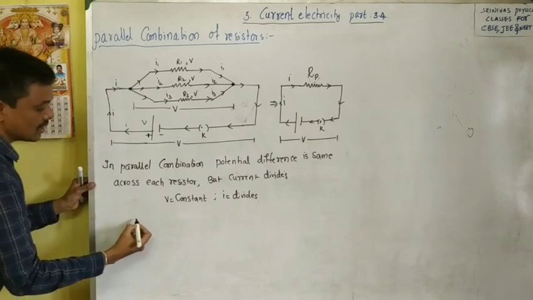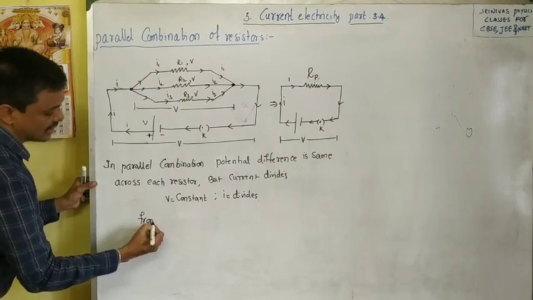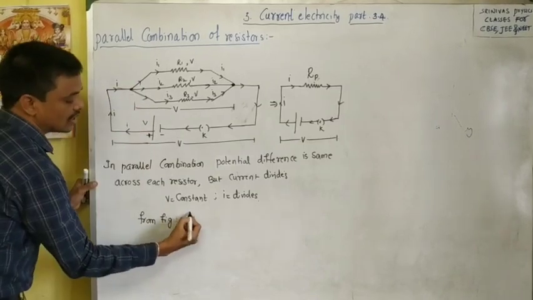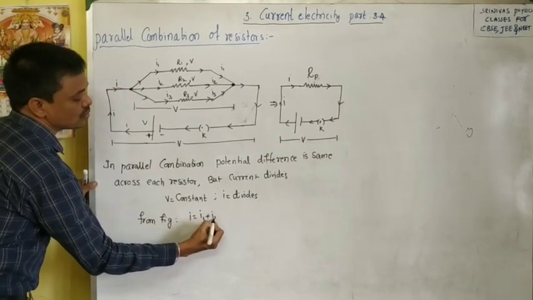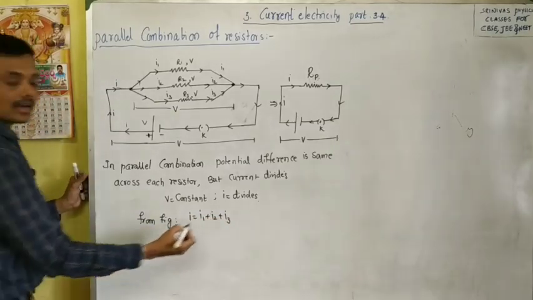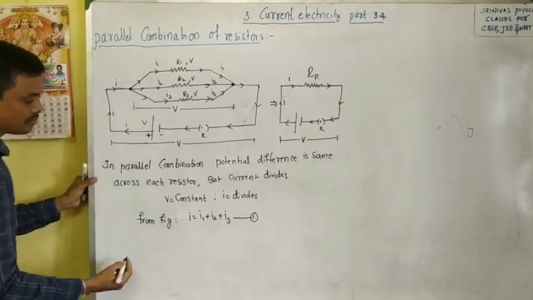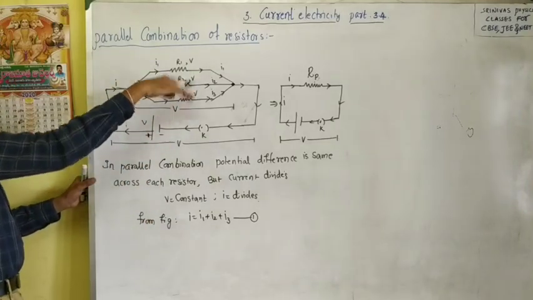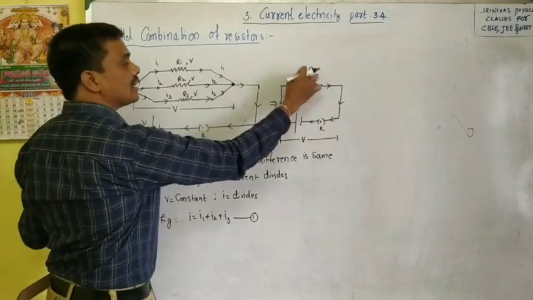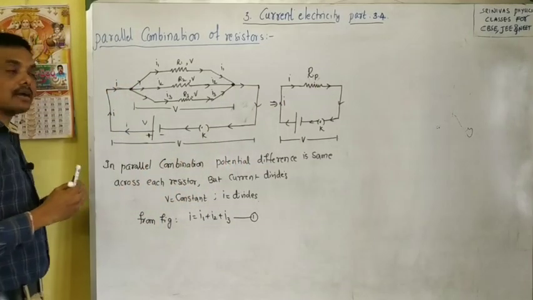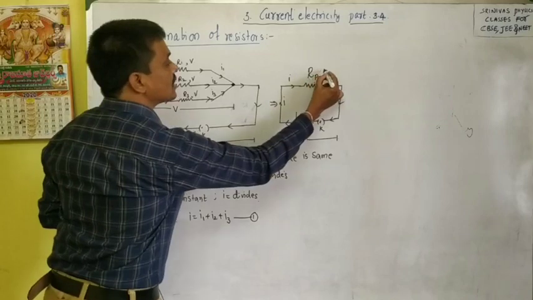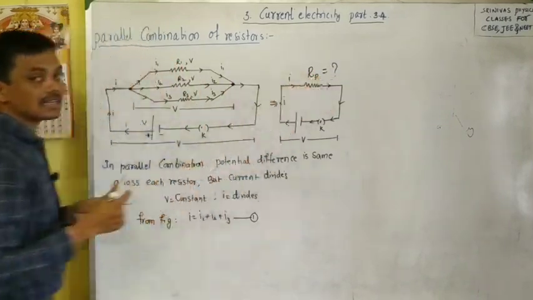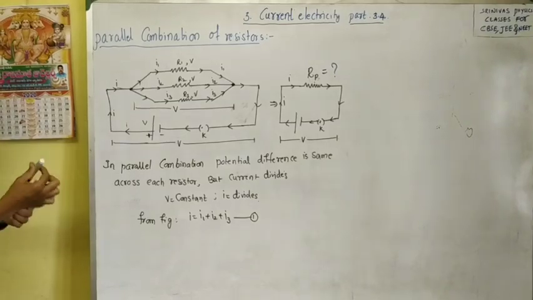Okay, let us start. Now, from the figure what can we write? Here, the current divides. That's why we write the total entering current I as I1 plus I2 plus I3. Current splits. Right? And this is equation 1. Now, in parallel combination, if these three resistors act as one resistor, their effective resistance is Rp. That I am going to find out. These three combined act as one resistor, so how much is its resistance? That is the effective resistance. Let us see here.